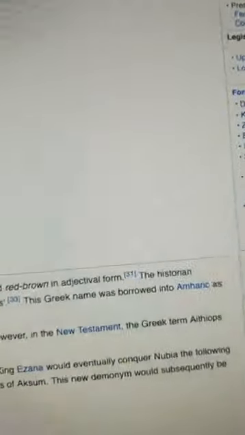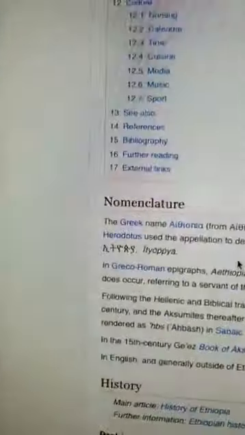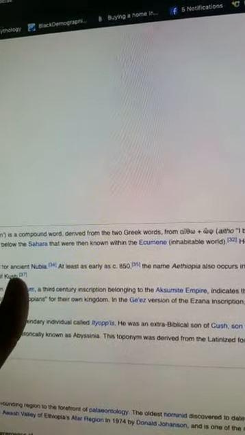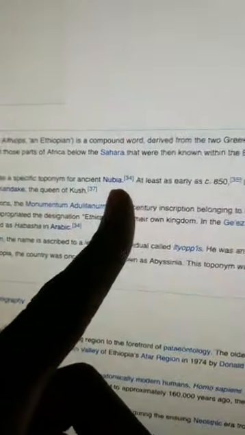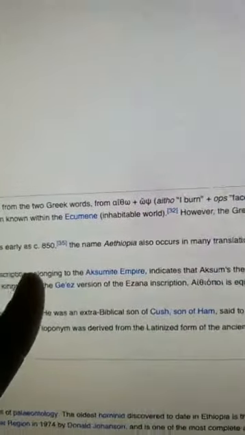The Greek formation was by a folk etymology for the ancient Egyptian, such and such, they made that up. Anyway, this Greek name was borrowed into Amharic as Itopia. Look, the Greek name was borrowed into Amharic as Itopia. Now, in Greco-Roman epigraphs, Ethiopia was a specific toponym for ancient Nubia. Ancient Nubia.